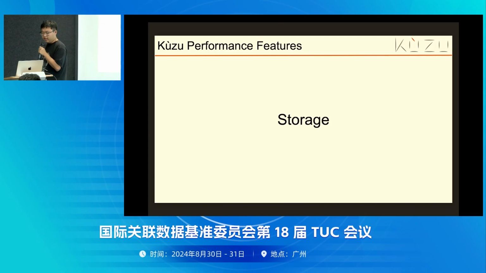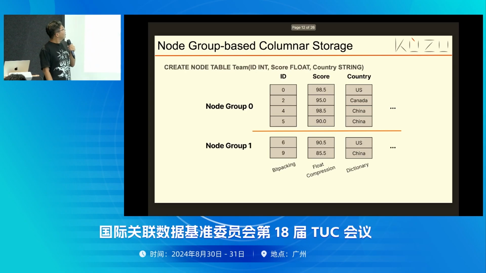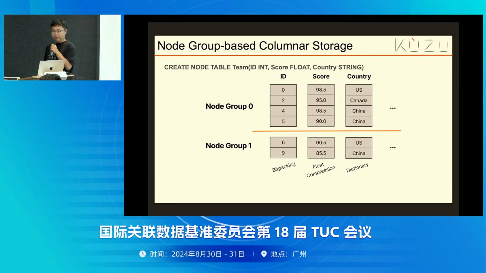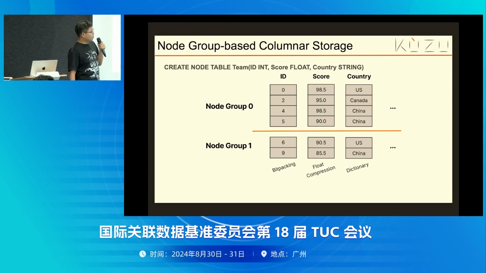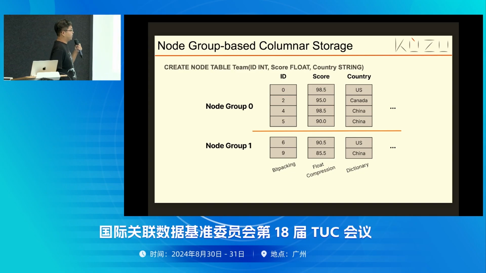Next, I'll move to some of the performance improvements we have implemented internally, and I will start with the storage aspect. First of all, we have node group-based columnar storage. Suppose you have this node table team with three properties. First of all, each property itself is organized in a columnar layout, which is known to be good for analytical workloads. And we also have this notion of node group, which is a very similar concept to a Parquet row group, which basically represents a horizontal partition of your tabular data.